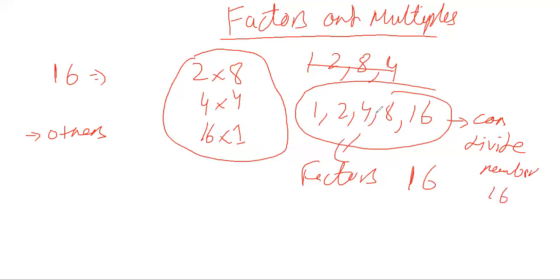If you divide 16 by them, you will get a whole number. Like 16 divided by 2 is 8, 16 divided by 1 is 16, 16 divided by 4 is 4, 16 divided by 8 is 2, 16 divided by 16 is 1. So you can see these numbers are divisible. So we say 16 is divisible. When it is a factor, it can divide. So 16 is divisible by all these numbers.